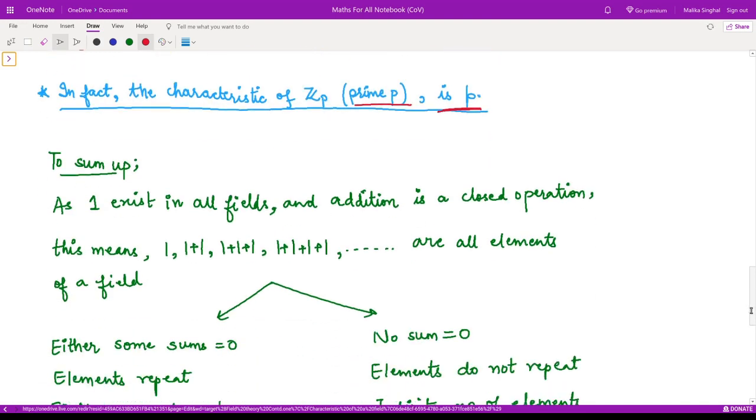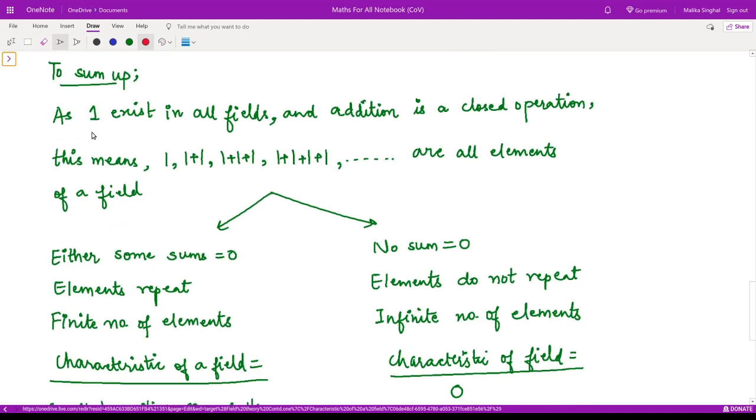To sum up, let's recall what we have done. In all fields, we know one exists, which is the multiplicative identity, and we also know that addition is a closed operation. That means that whenever you add any two numbers of the field, or three, or four numbers of the field, they again are in the field, right? Because of this closure property of addition, they are obviously elements of the field. That means 1, 1 plus 1, 1 plus 1 plus 1, 1 plus 1 plus 1 plus 1, and so on, they all are elements of the field.